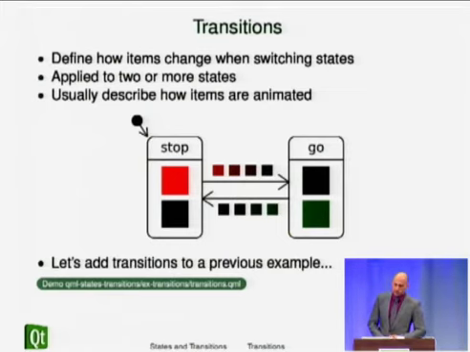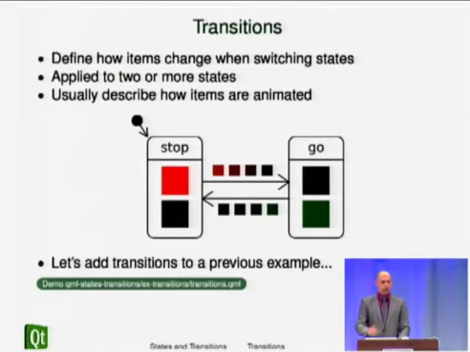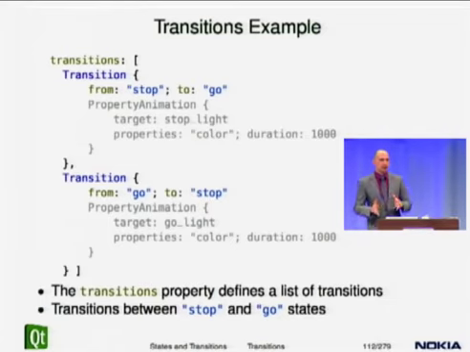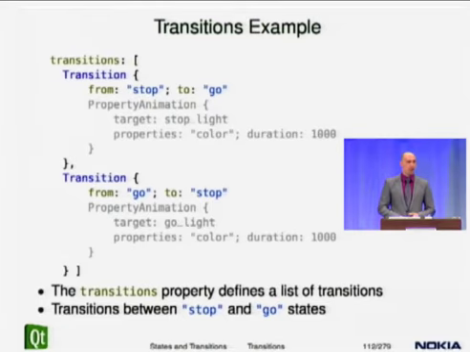So in this particular case, we might want to have some intermediate colors as we change colors between those two states. So we add some transitions. Transitions syntactically work pretty much the same way as states. You have a list of transitions again. We assign that list to the transitions property. And then you specify the transition elements separated by comma.